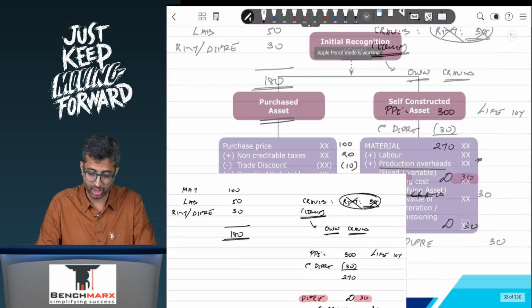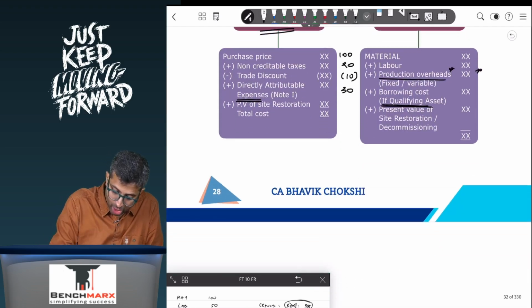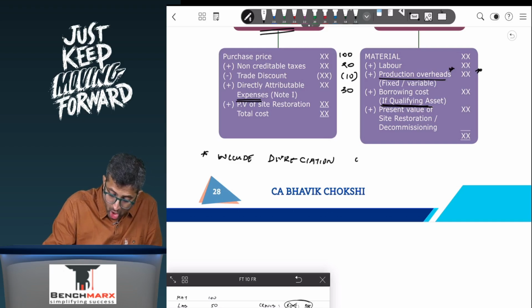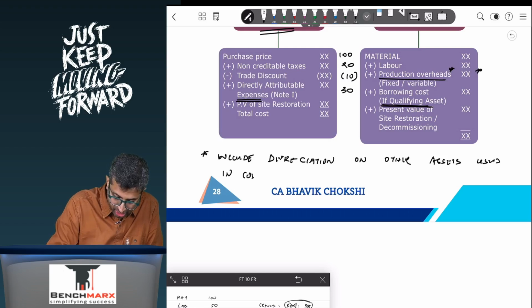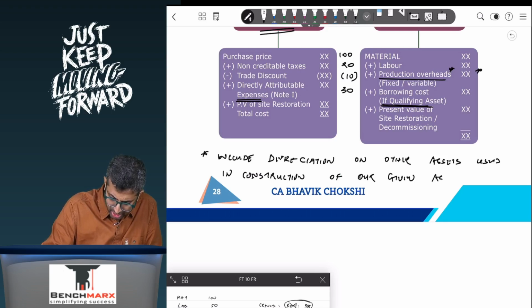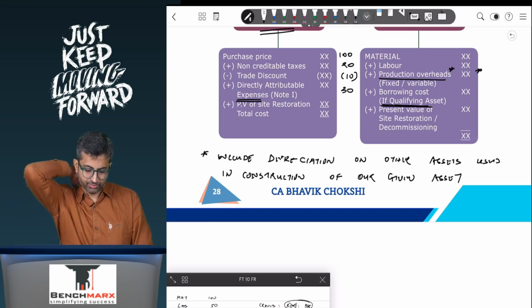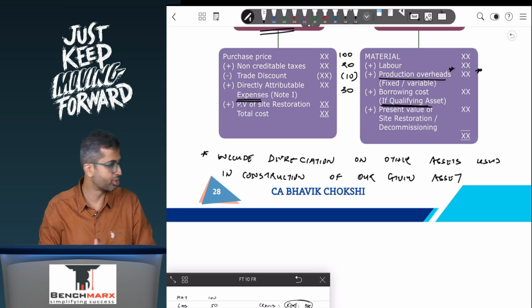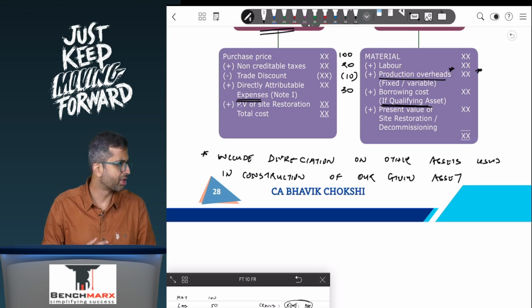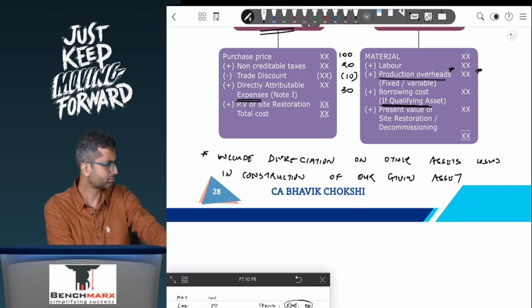So, one needs to remember over here that when I look at production overheads, this can also include depreciation. This will also include depreciation on other assets used in construction of our given asset. Are we clear with this? Is everyone clear?